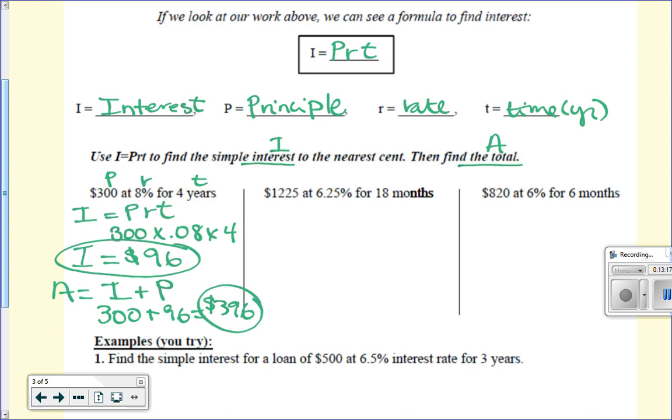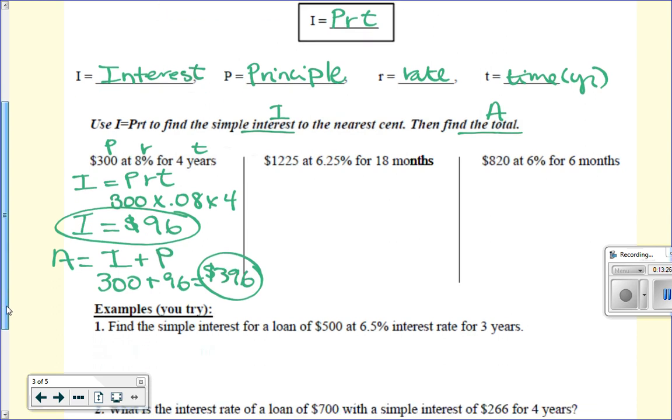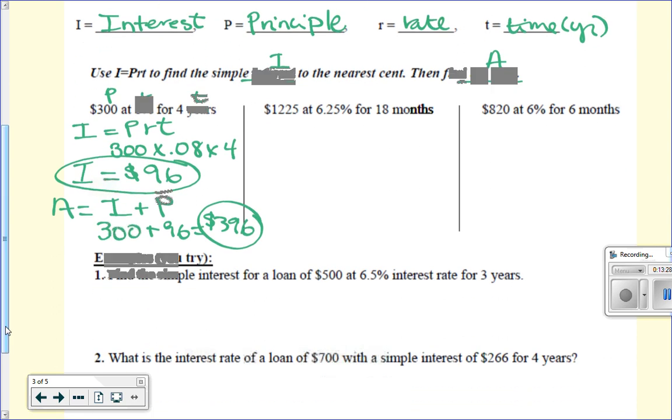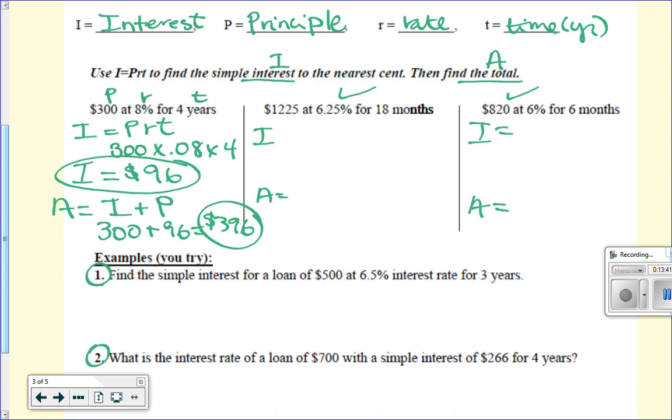This is how to get the interest. So be very careful on how the problem is worded. Do they want interest or do they want the total amount? Okay? So with your table, I want you to try all 4 of these. For this one, I want the interest and the total, as well as this one. And for these, just read the problem. So I'll see where you're at in 4 or 5 minutes, all right?